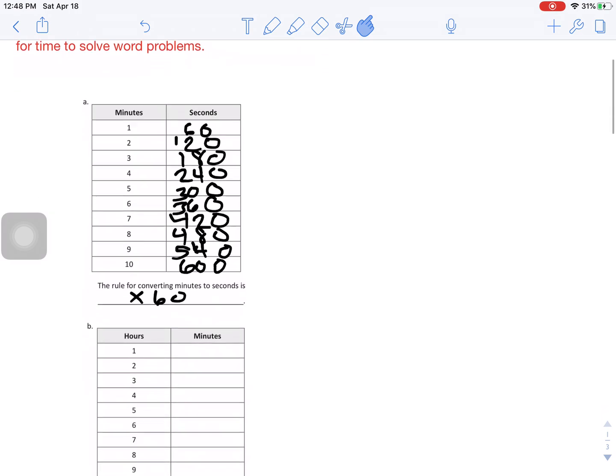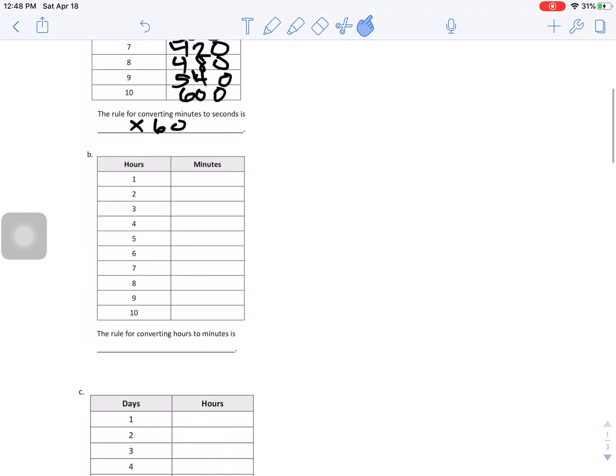The next conversion table we're going to look at is hours to minutes. So hours are bigger than minutes. Every time the little hand goes around an analog clock, it takes an hour. And interestingly enough, there are 60 minutes in every hour. So there's 60 seconds in a minute, 60 minutes in an hour. If I want to keep adding 60 to get more hours, it's repeated addition, and it's the same as multiplication. So the rule for converting hours to minutes is just timesing again by 60.